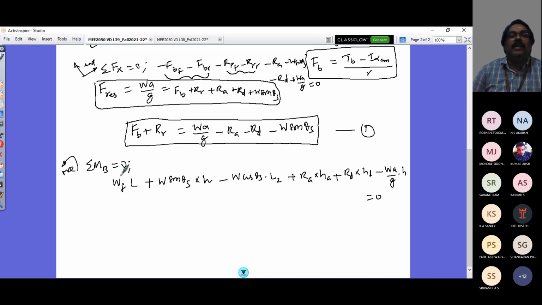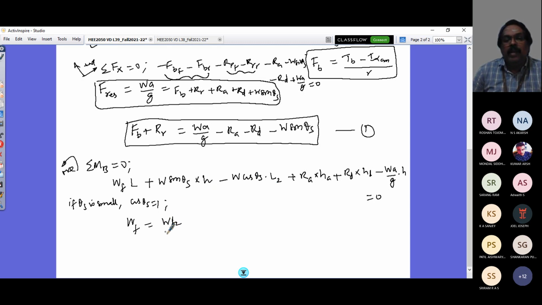patch center. So I take their moment, I get this equation, and this would nicely result into WF being equal to, let me look at here. So at a small angle, if theta S is small, cos theta S can be considered as 1. If I consider that, this term is going to be WL2, and then it goes on that side and divided by L, this is going to be WL2 by L plus, and I also consider this H, HA is equal to HD, like that.